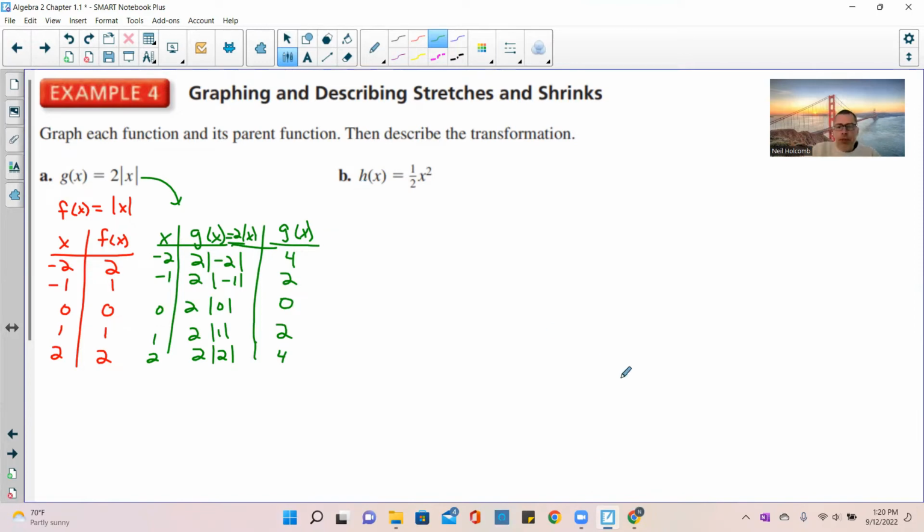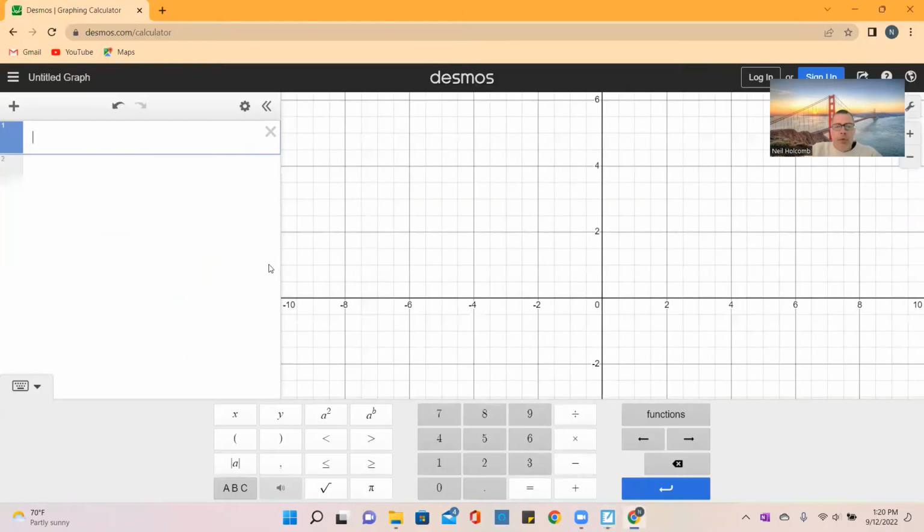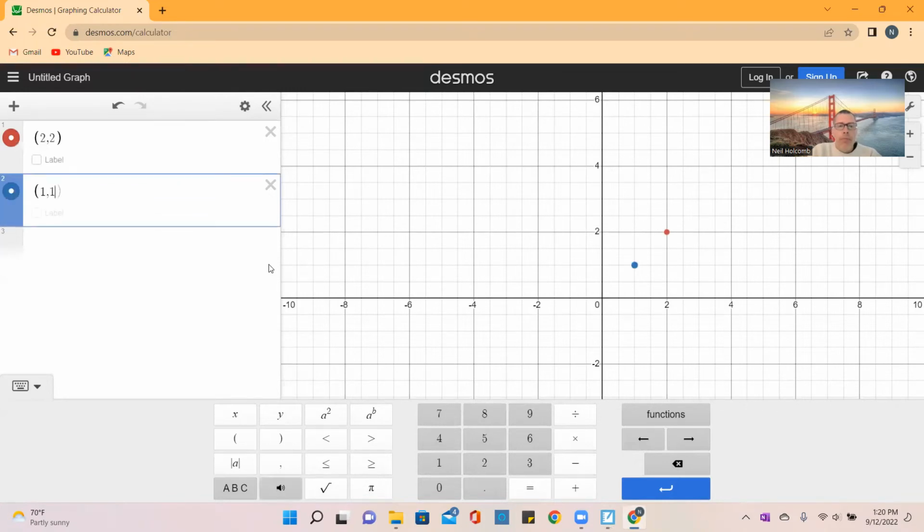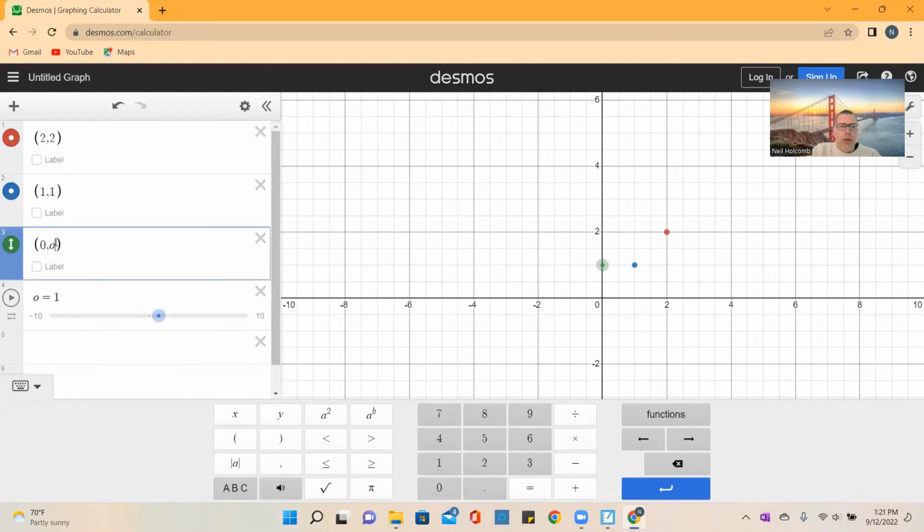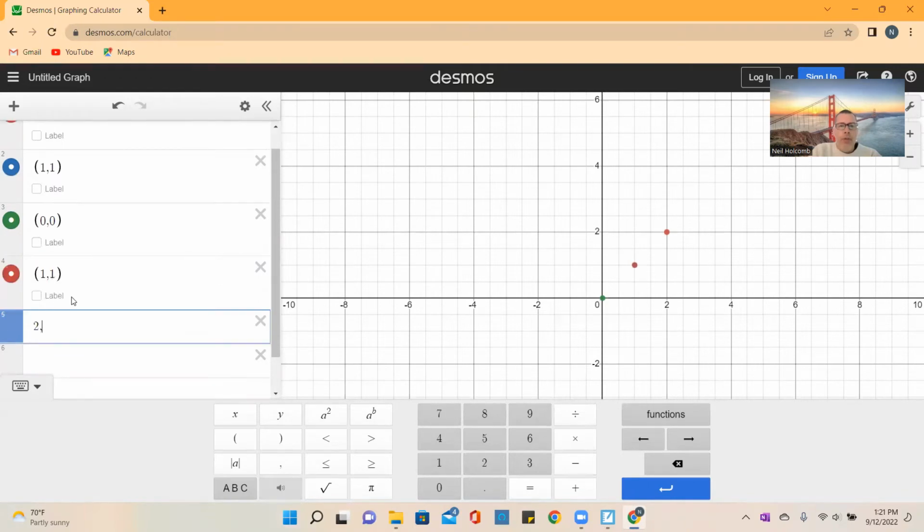So let's go back to Desmos and plug these values in. I had the parent function first, it was 2, 2, and then it was 1, 1, and then it was 0, 0, in my parentheses. Okay, and then we had 1, 1, and 2, 2.